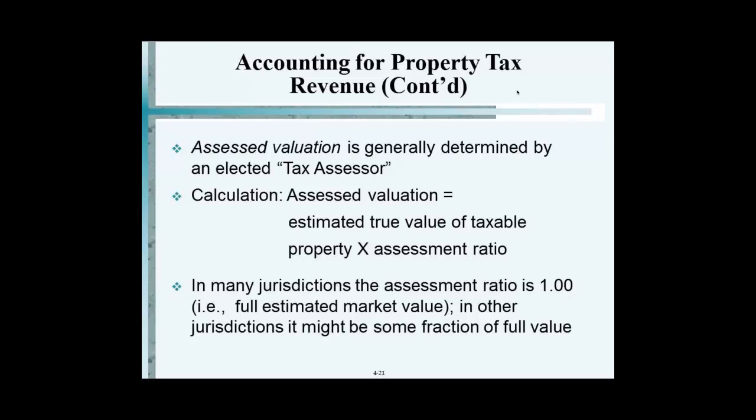Okay, this is the assessment ratio I was telling you about. Assessment value is the value of the taxable property times the assessment ratio. What would we like to see? An assessment ratio of 100% or 1. Whatever the value of the property is on the town's books, that's the market value. But it doesn't happen. It's very hard.